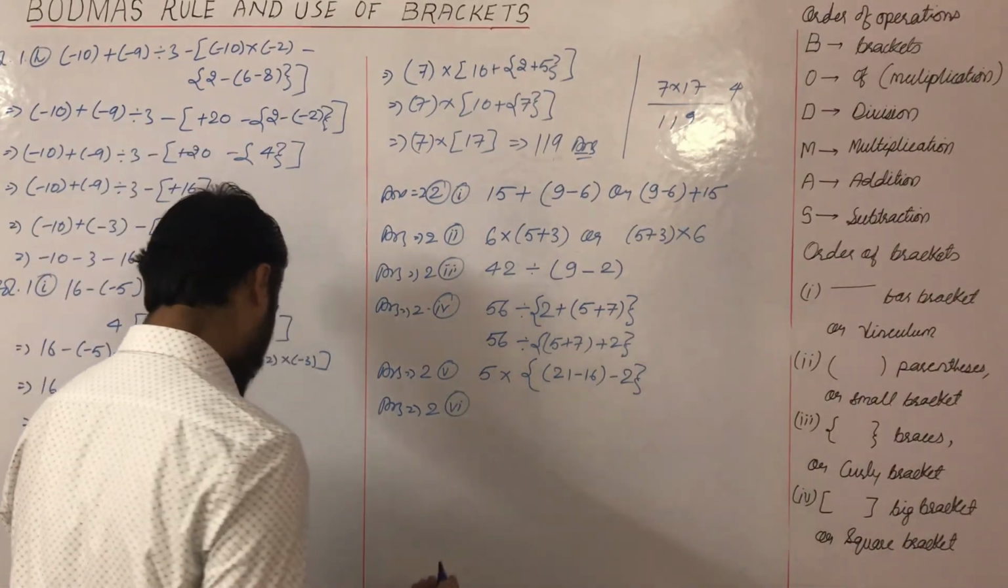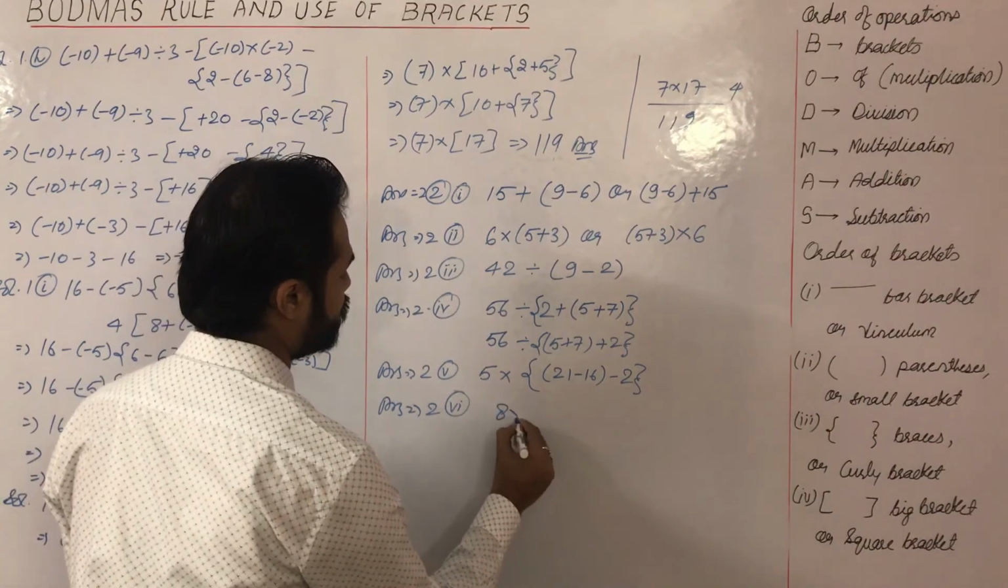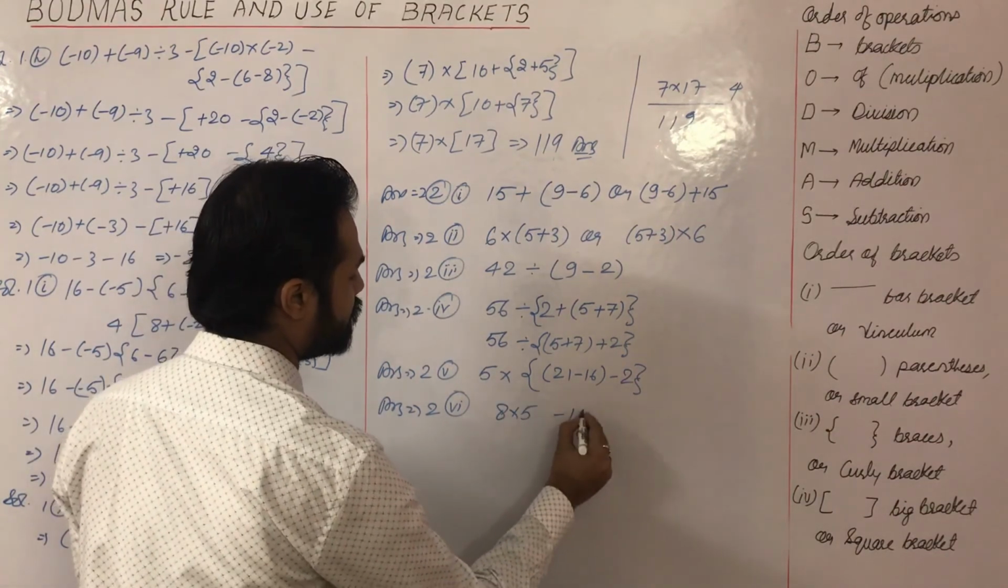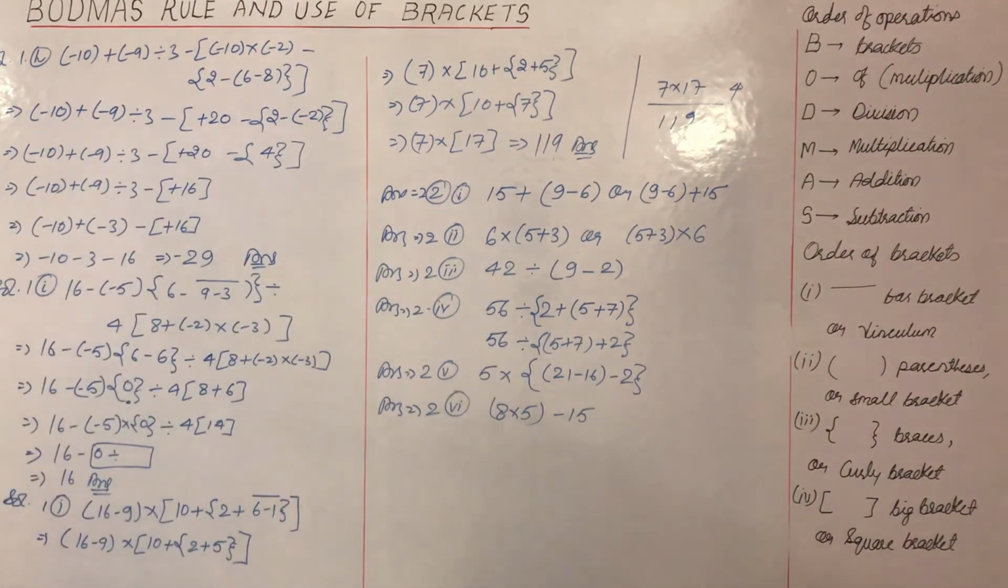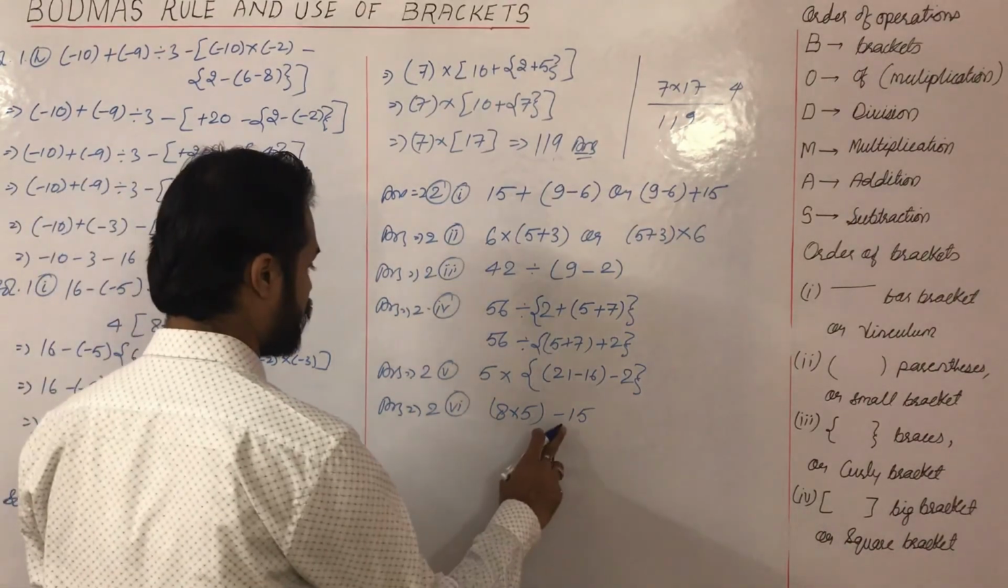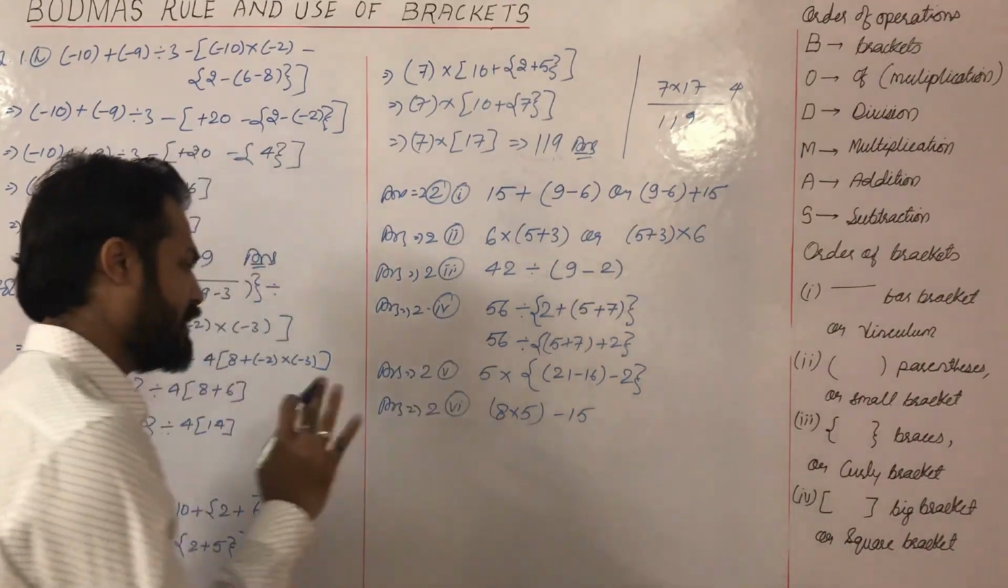And next, part 6. 15 subtracted from the product of 8 and 5. So from the product of 8 and 5, we have to subtract 15. So 15 subtracted from the product of 8 and 5.